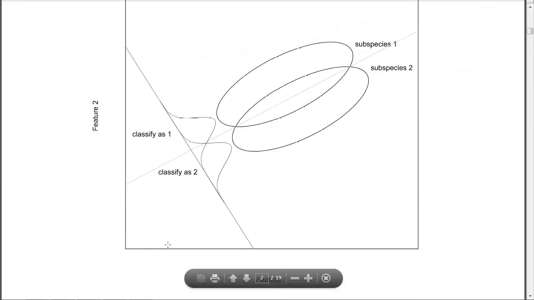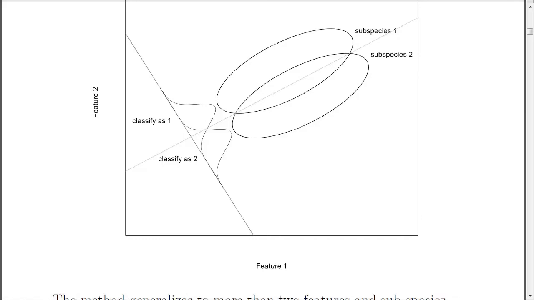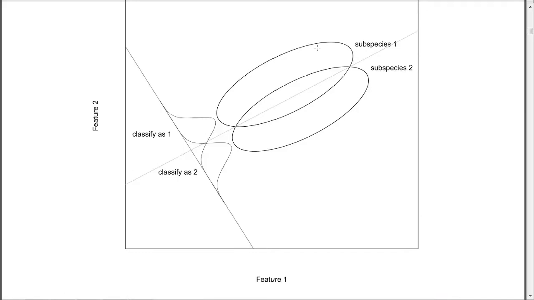Along the horizontal axis, we have feature 1, and along the vertical axis, we have feature 2. And when you plot the two populations, subspecies 1 and subspecies 2, they make these two bivariate normal elliptical clouds of points. Now the question we want to answer is, can we find one direction, one linear combination of both features 1 and 2 that will best distinguish these two groups?